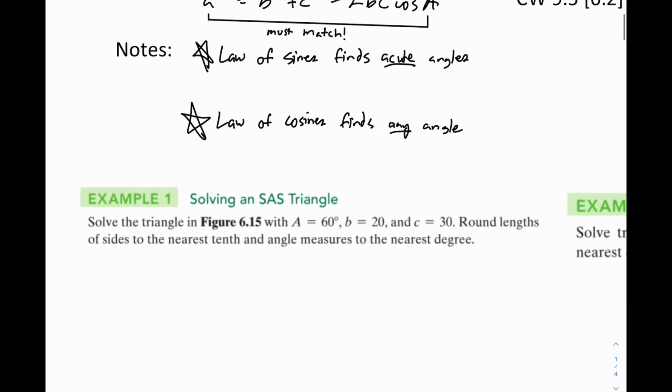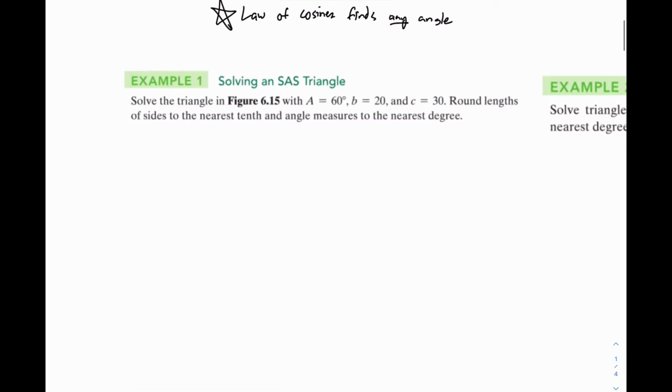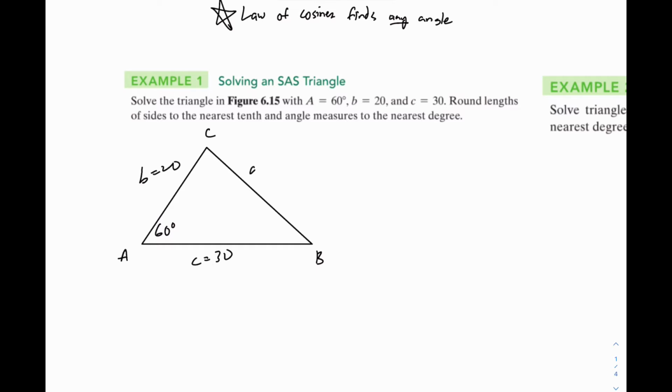So let's try to do a couple things here. Here's our first question. Let's generically sketch it. A, B, C. A is 60, B is 20, C is 30. The first thing to note is we can't use law of sines because we don't have a pair. We don't have this pair, or this pair. In fact, we actually have a side angle, side triangle. In this case, you use law of cosines.